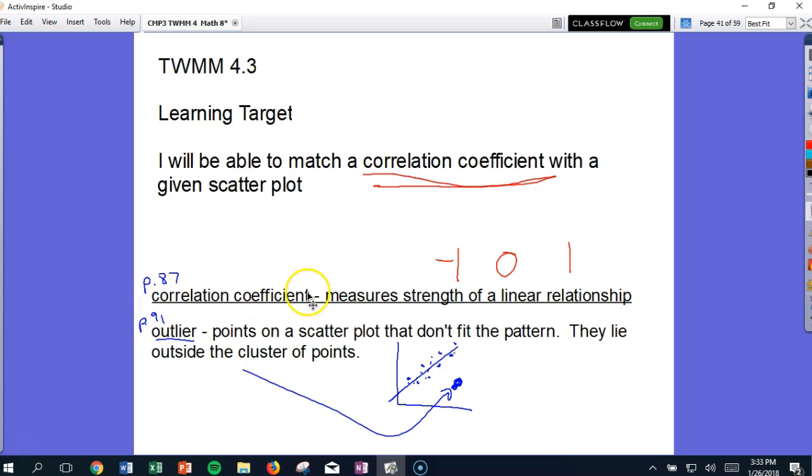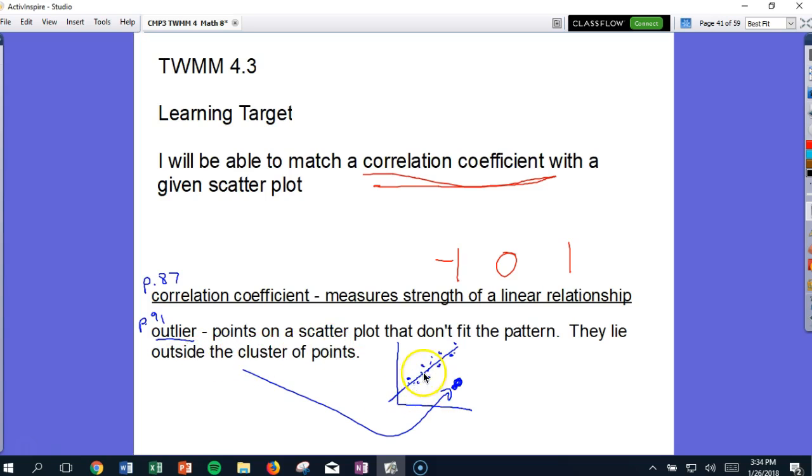A correlation coefficient measures the strength of a linear relationship. If you want to look that up, it will be on page 87. The correlation coefficients fit on a range between -1 and +1, and we'll get into what that means a little bit later. Another vocabulary word for investigation 4.3 is outlier, and that's points on a scatter plot that don't fit the pattern. They lie outside the cluster of points.